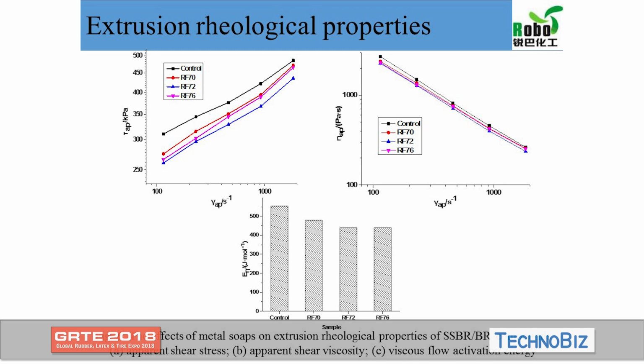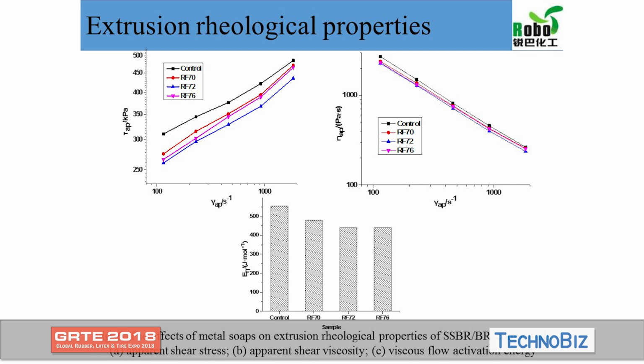From capillary rheometer test, we can see that metal soap reduces the apparent stress, shear stress, and apparent shear viscosity, as well as viscous flow activation energy. It shows that the extrusion processing performance is improved with the addition of metal soap.